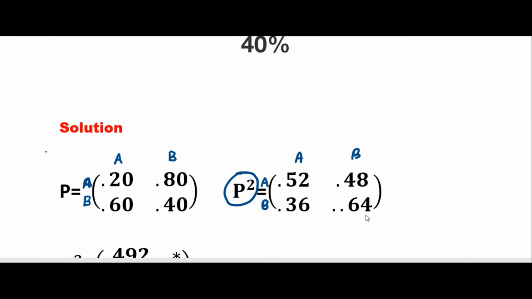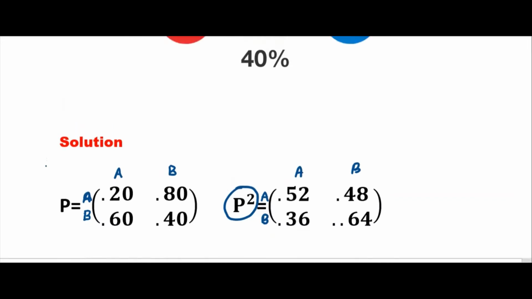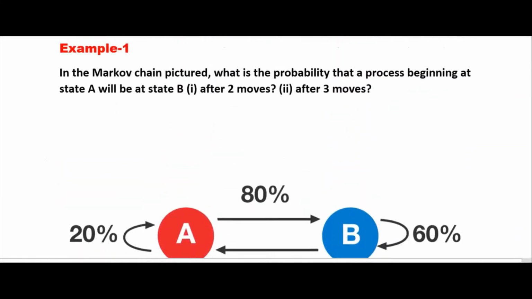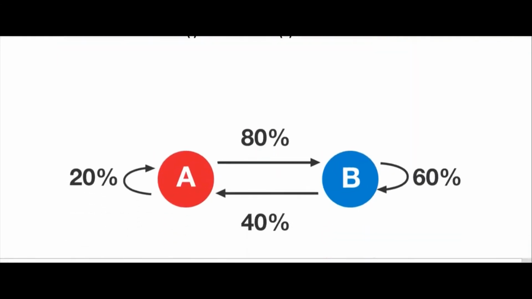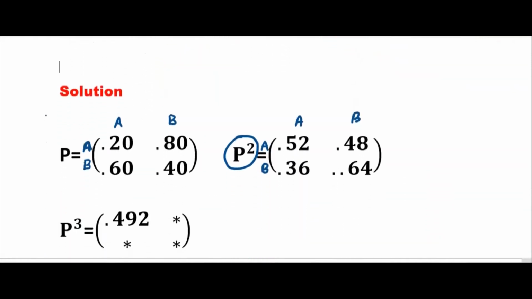So matrix multiplication takes into account all the possible moves, and it takes care of 2 moves. Suppose you want to know in 3 moves or maybe after 5 moves. If you want to do it logically, it might take some time. You might make a mistake also. The best thing you can do is find P power 3.